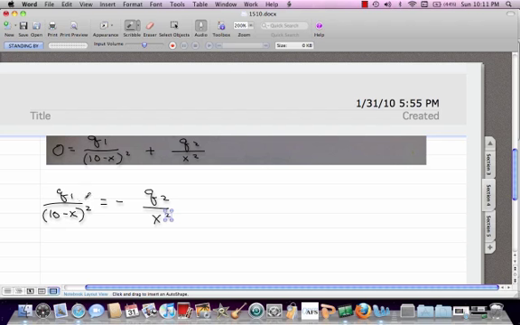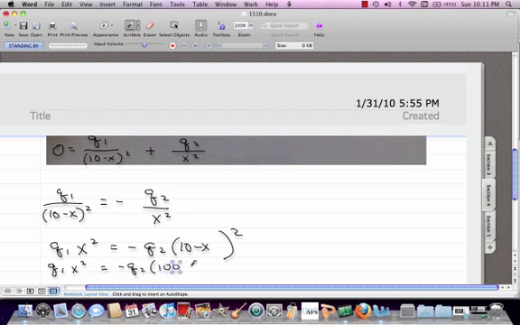And now I want to cross multiply. So I'm going to say q1 times x squared is equal to negative q2 times 10 minus x squared. Okay, so now I want to keep going. So I'm going to multiply 10 minus x times 10 minus x, and I get 100 minus 20x plus x squared. And that would be the binomial expansion. That's how we did that.